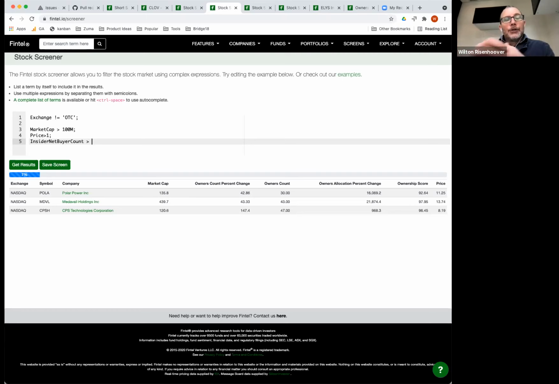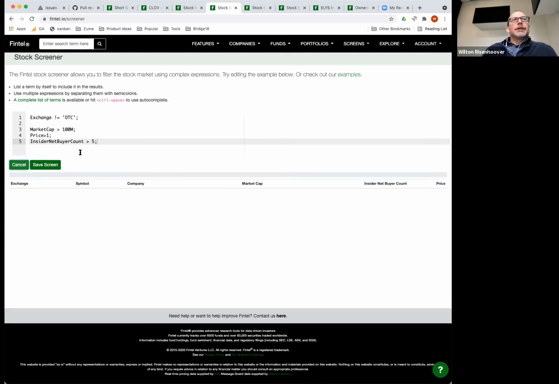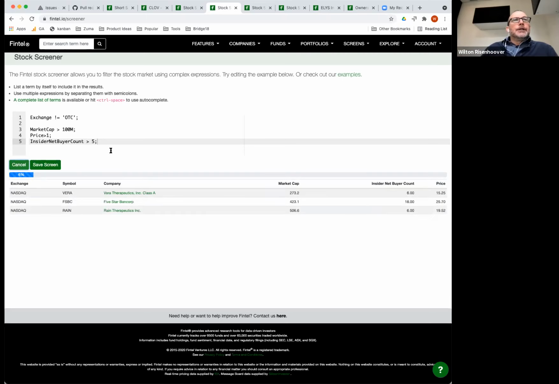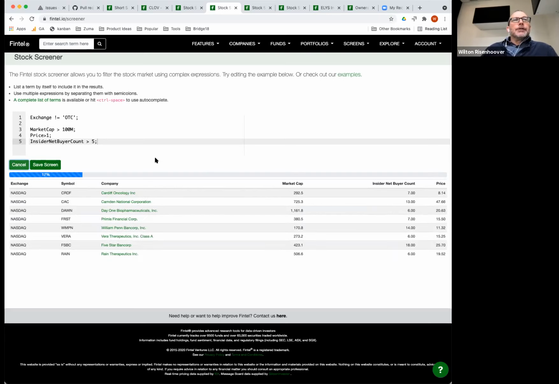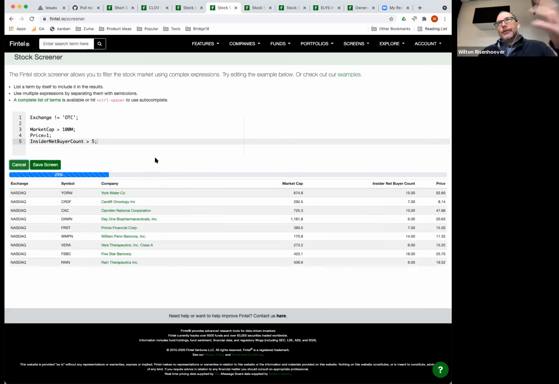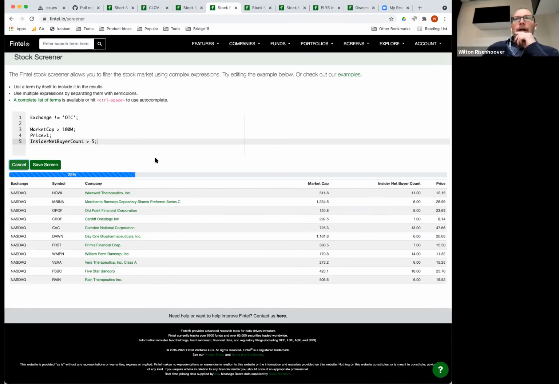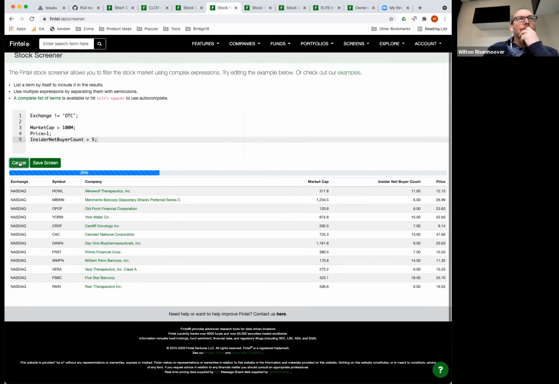So let's say we want to find companies that have a lot of insider buying, a lot of different insiders that are buying. Then we just say insider net buyer count is greater than 5. Now this will tell you all the companies where there were a net positive 5 insiders buying in the last 90 days.